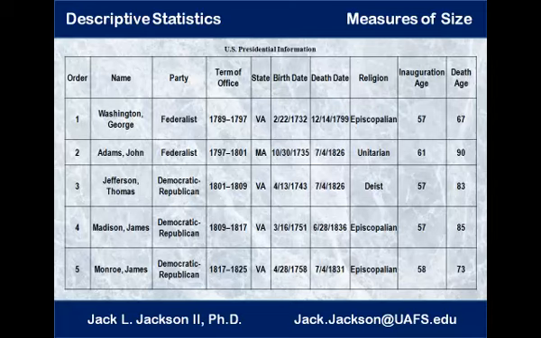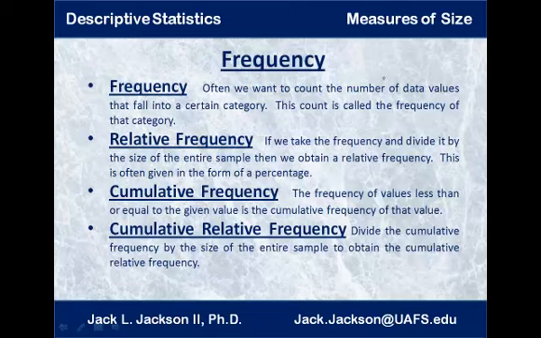Notice we have lots of information here, the order that they served, and that's the order that we have the table sorted. We could also sort it by alphabetical, by their first name or by their last name. We could sort it by their party. We could sort it by their state that they lived in, or their birth date or death date or religion, inauguration date or death age. We could do any of these categories. Notice that we do have titles at the top and information down the columns.